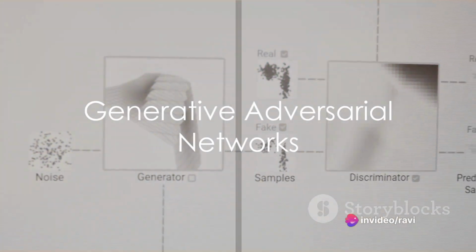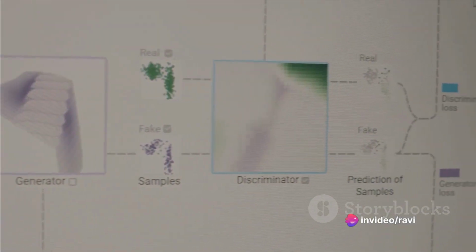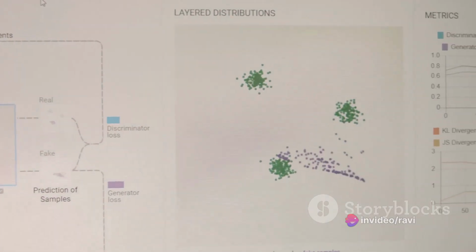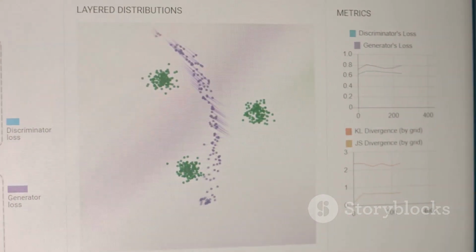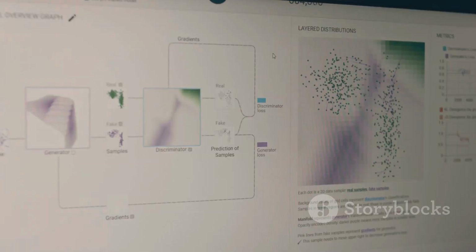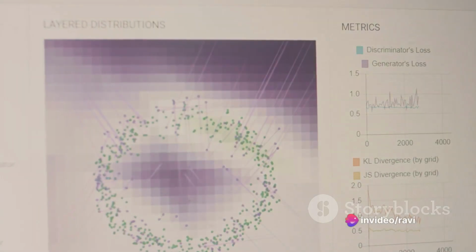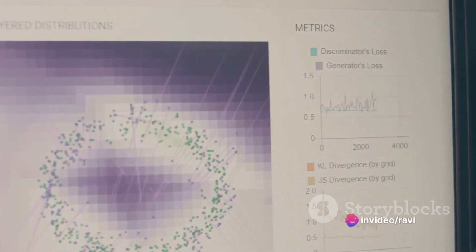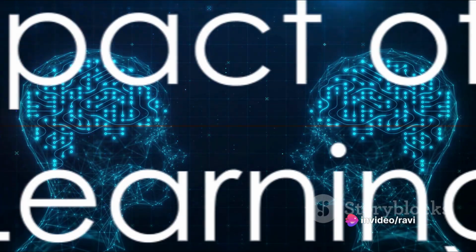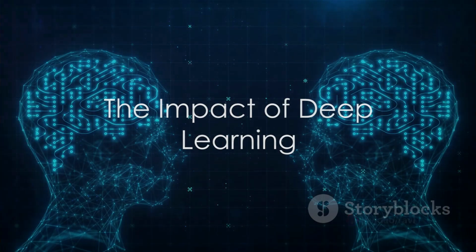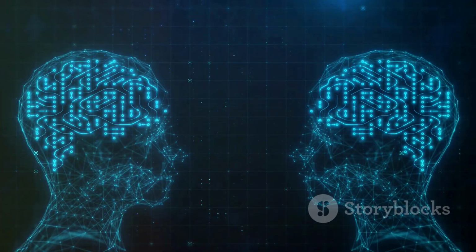Last but not least, we have generative adversarial networks, or GANs. These consist of a generator and a discriminator, two deep neural networks trained in competition. GANs are used to generate synthetic data, such as images or text, and have applications in image synthesis, style transfer, and more.